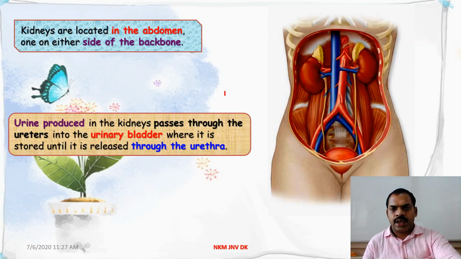So the role of the kidney is to filter the blood and remove the waste material, especially nitrogen containing waste material in the form of urea, as well as excess water. That is filtered and passes through the ureters. This is the ureters, passes through ureters into the urinary bladder. It will be stored there. When the time comes, it passes through the urethra opening. Okay.